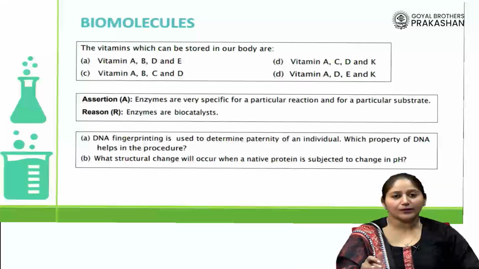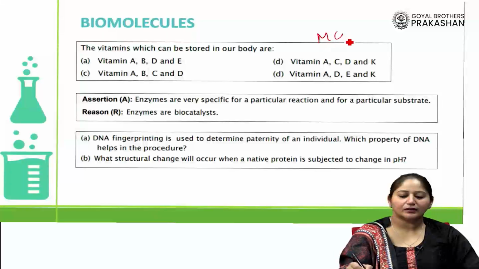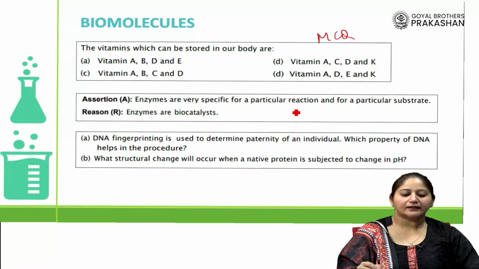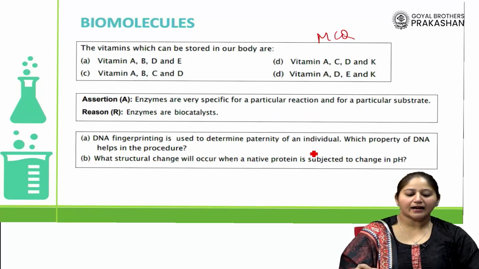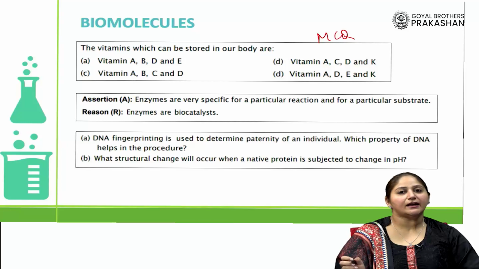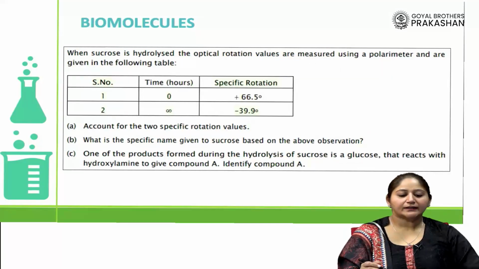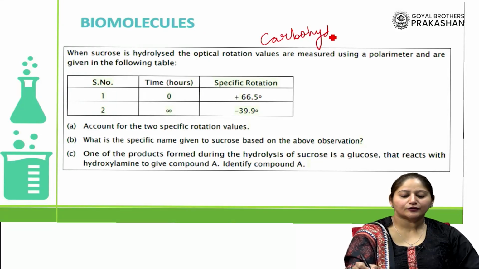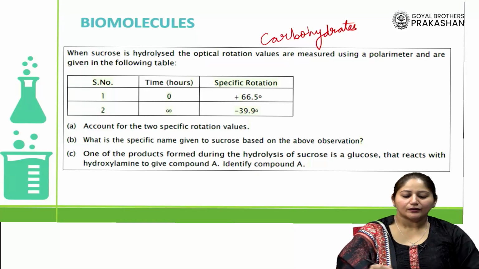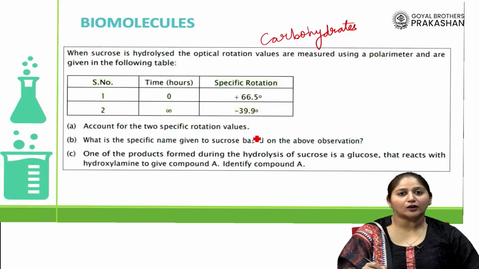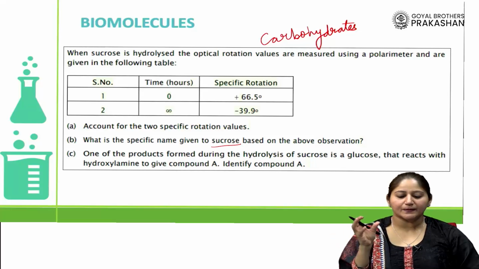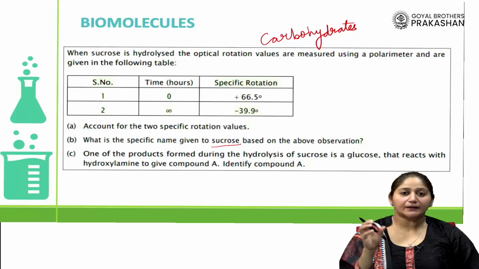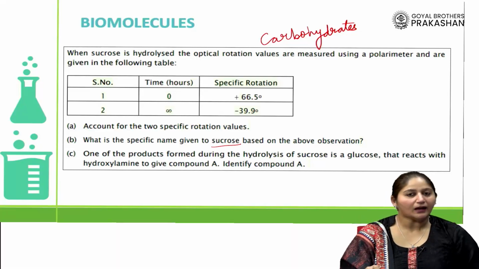Now the sample question paper involves the MCQ from vitamins topic, then an assertion reason question from enzymes, and there is a reasoning question from DNA and RNA from biomolecules. Then from biomolecules, there is a question from carbohydrate, right? This is from carbohydrates, where you will see that the question is related to the glucose topic, the optical rotation of glucose topic, and why sucrose is a reducing sugar. For this particular question, this particular topic is given for a 3-marker question, right?